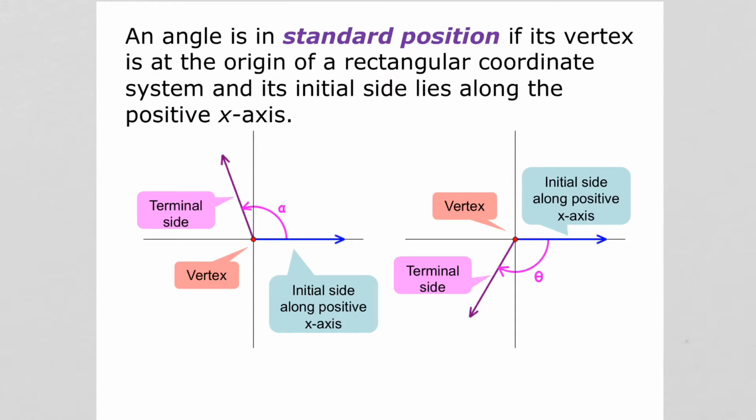An angle is in standard position if its vertex is at the origin. So each of these angles are in standard position because their vertex is at the origin of the rectangular plane, along with the initial side being along the positive x-axis. So as long as you're starting at the origin and going along the positive x-axis, then the angle is in standard position.